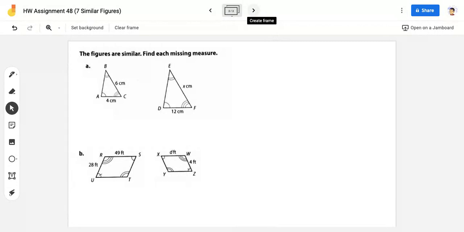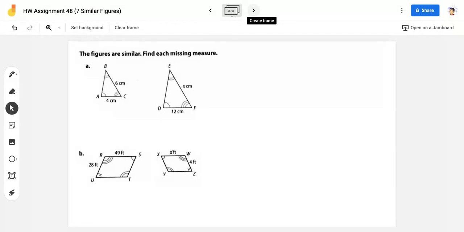Okay, so here are the two models that I'm giving you. So we're given figures, we're given similar figures. So we're already told that these two triangles here are similar to each other. So what does it mean if the triangles are similar? Well, it means that their corresponding sides are going to be proportional to one another.